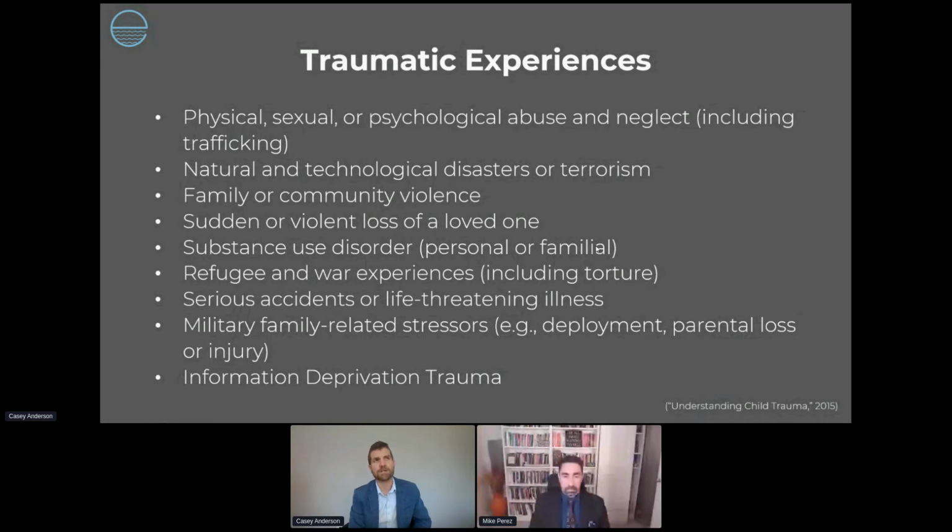Similarly, adults, especially at home, who might have severe substance use disorders and who are using all the time, and as a result, they might have their own host of different kinds of problems that can negatively impact the way that a child develops or functions. Refugee and war experiences, including torture. I think that one's pretty straightforward in terms of how it might adversely impact a child's level of safety or functioning. And serious accidents or life-threatening illness.